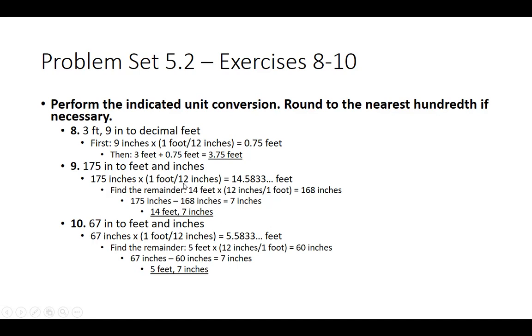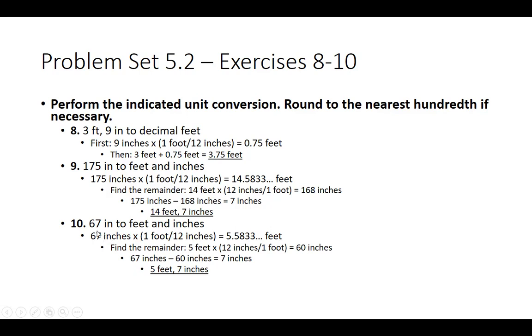175 times 1 divided by 12 gives us 14.5833 feet. We need feet and inches, though, so we need to find the remainder. 14 feet times 12 inches per foot gives us 168 inches. We started with 175 inches. If we subtract the 168 inches, that is 14 feet. That leaves us with 7 inches left over. So 14 feet, 7 inches.